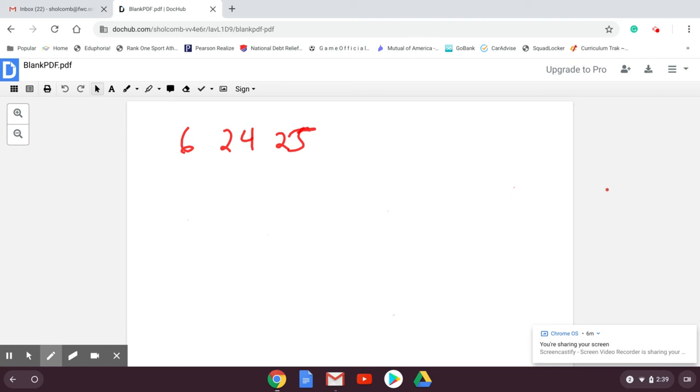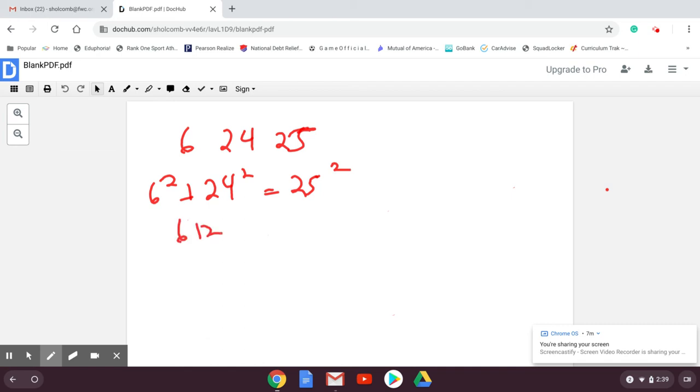So to check and see if this is one, you would do 6 squared plus 24 squared equals 25 squared and see if it works. Remember, the longest side will always be the C or the hypotenuse, and so that makes the other two have to be the legs. So 6 squared is 36 plus 24 squared equals 612.